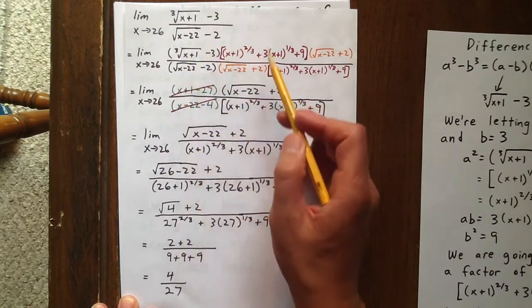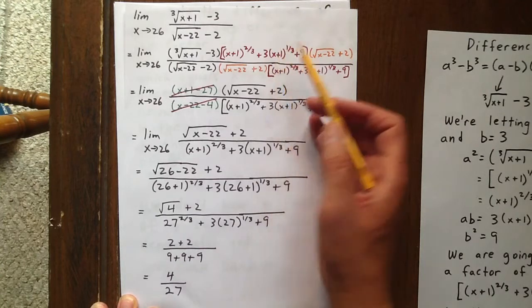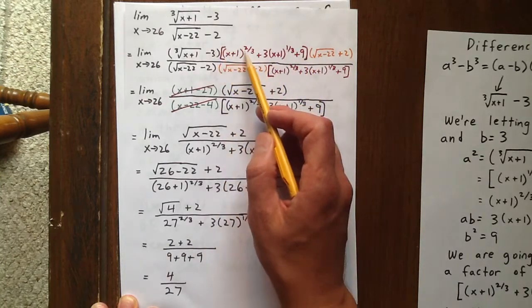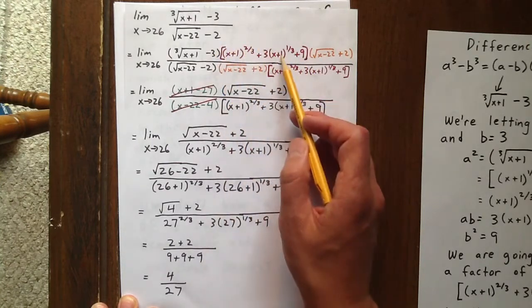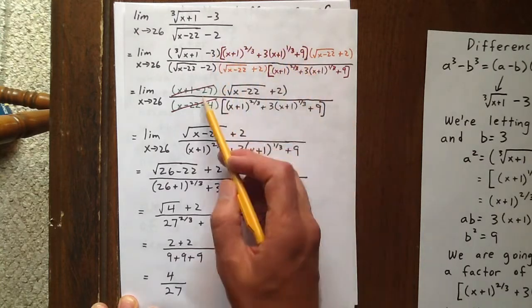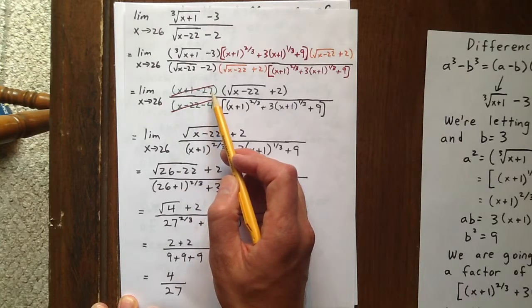(x plus 1) to the 1/3 times 3(x plus 1) to the 1/3 is 3(x plus 1) to the 2/3, plus 9(x plus 1) to the 1/3, minus 3(x plus 1) to the 2/3, minus 9(x plus 1) to the 1/3. They've all canceled out, minus 27. So we have x plus 1 minus 27 as a factor.